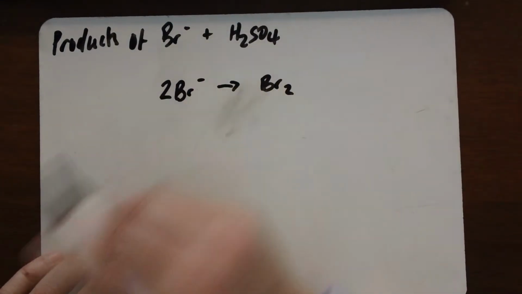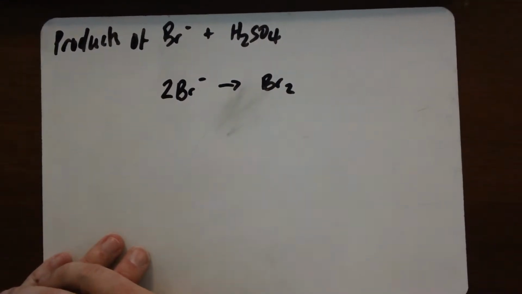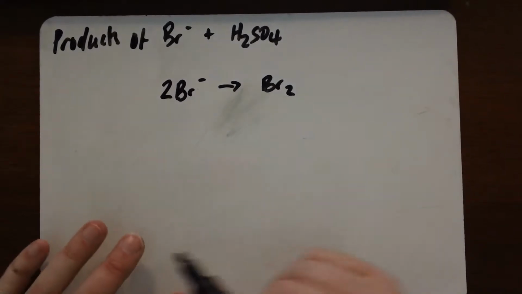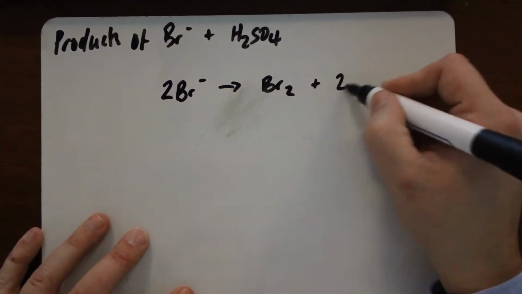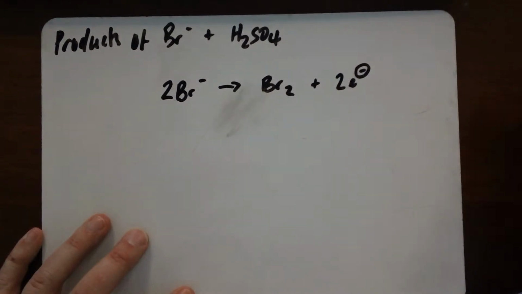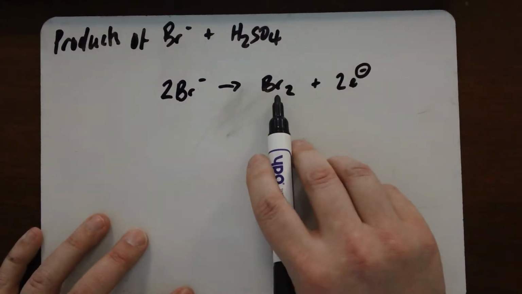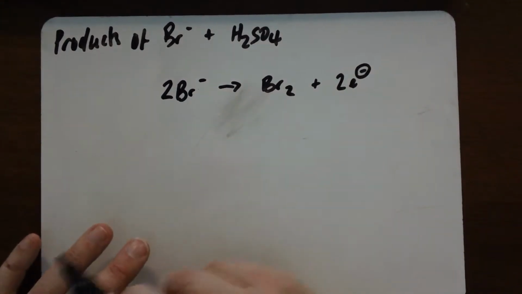We need to balance the Brs, we need to balance the oxygens, the hydrogens, which isn't a problem, and then we need to balance the charge, so we put 2 electrons over here. So that's the half equation for the formation of bromine in this reaction.